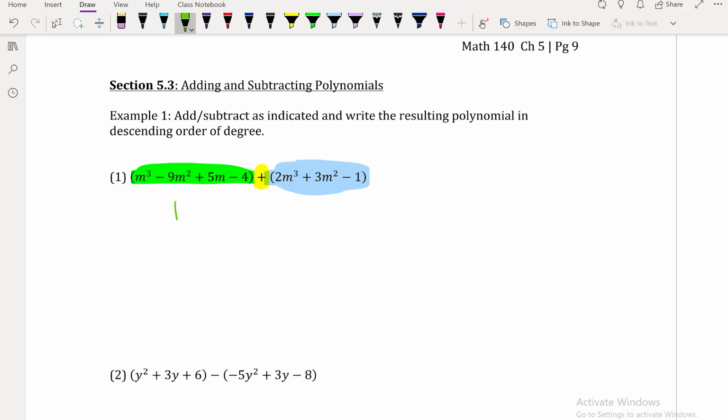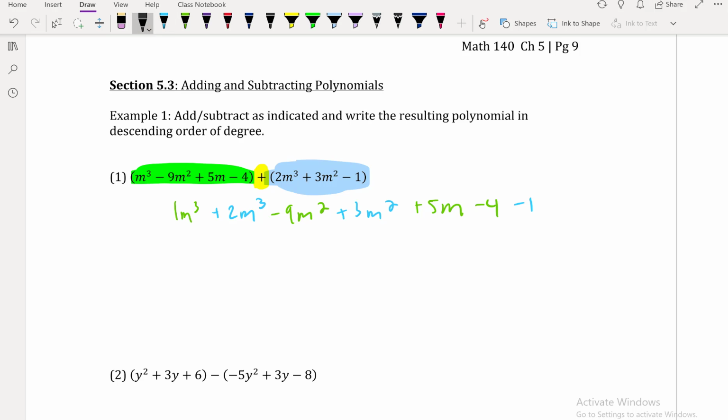So I have a 1m to the 3. I have a positive 2m cubed. I have a negative 9m squared and a positive 3m squared. And I also have a positive 5m that doesn't combine with anybody, and a negative 4, and I can't forget my negative 1. So I can see that m cubed, negative 9m squared, the 5m, and the negative 4 are all accounted for in the green polynomial. And in my blue polynomial, I have that 2m cubed plus a 3m squared and the minus 1.